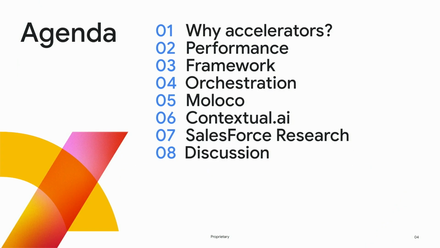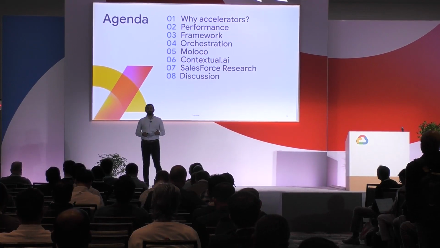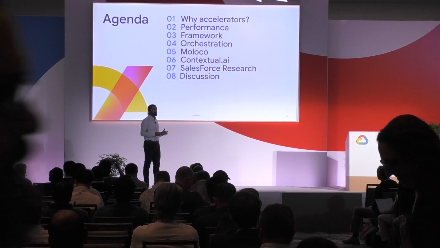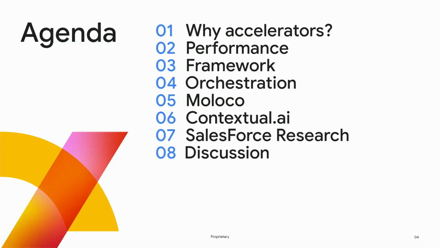Today, we are going to talk about why accelerators, and what the three key considerations are when it comes to operationalizing accelerators at scale: performance, frameworks, and orchestration. Then we will learn from Maloco how they are powering their large-scale ranking and recommendation systems using cloud TPUs, followed by learning from Contextual how they are powering their retrieval-augmented generative models using cloud GPUs. And finally, we'll hear from Salesforce how they are using both cloud TPUs and GPUs to operationalize their large language models in production. With this, let's get started.